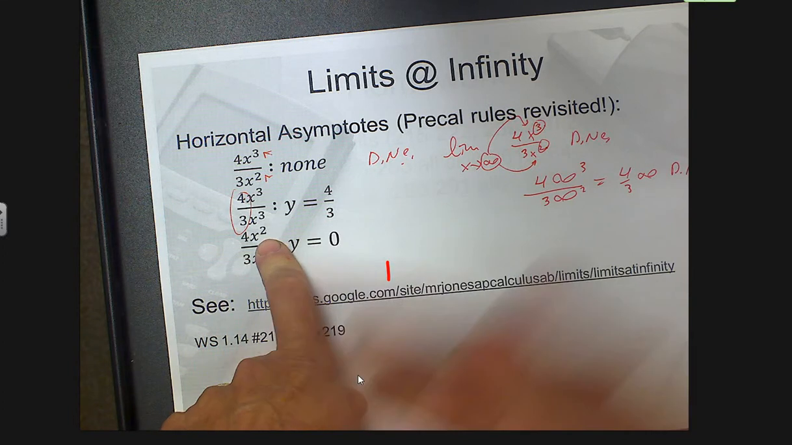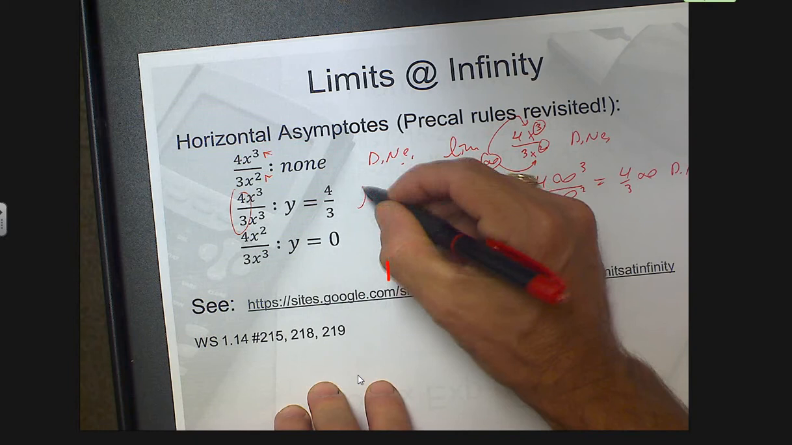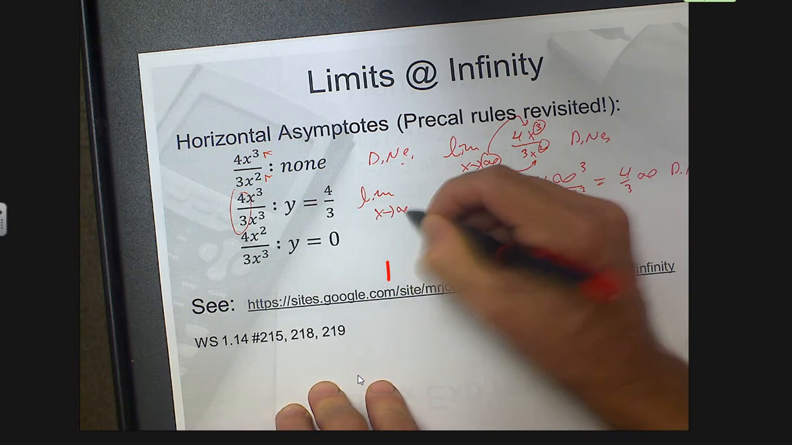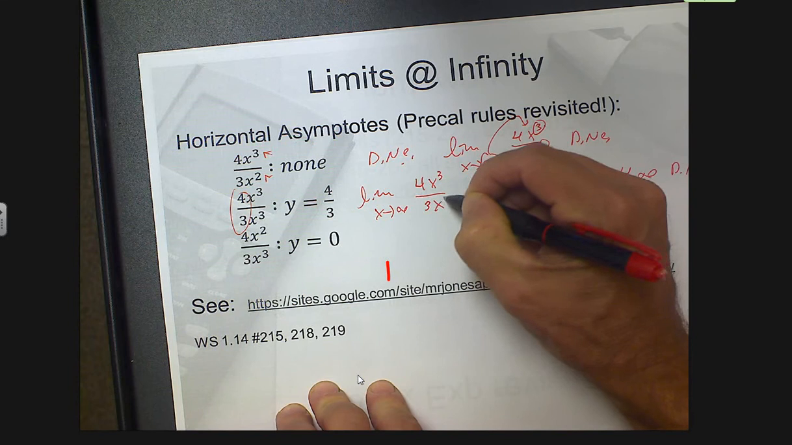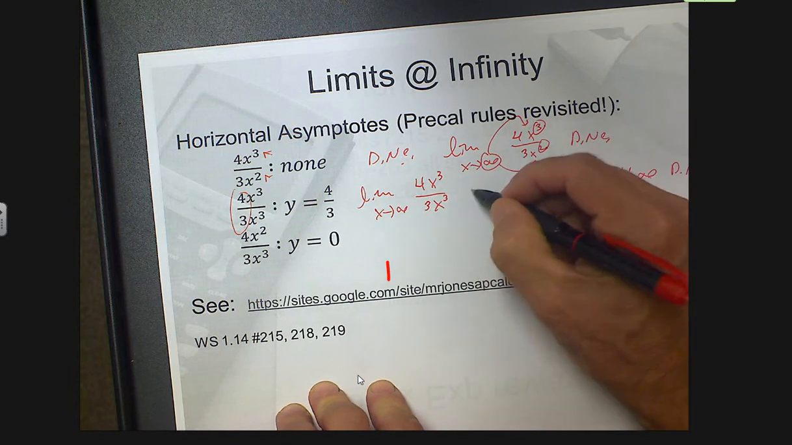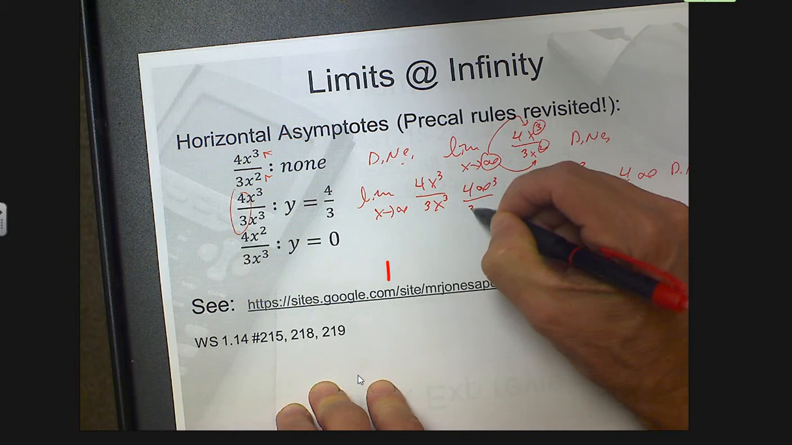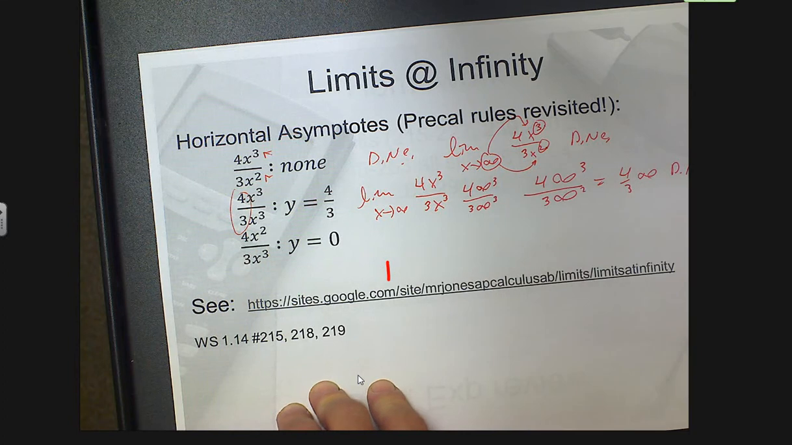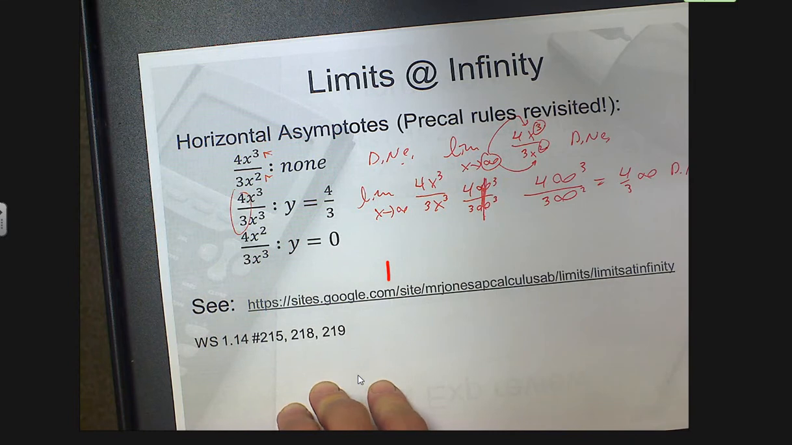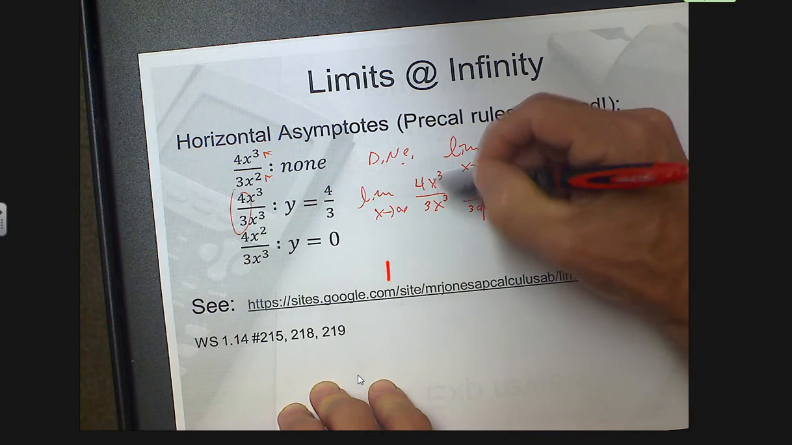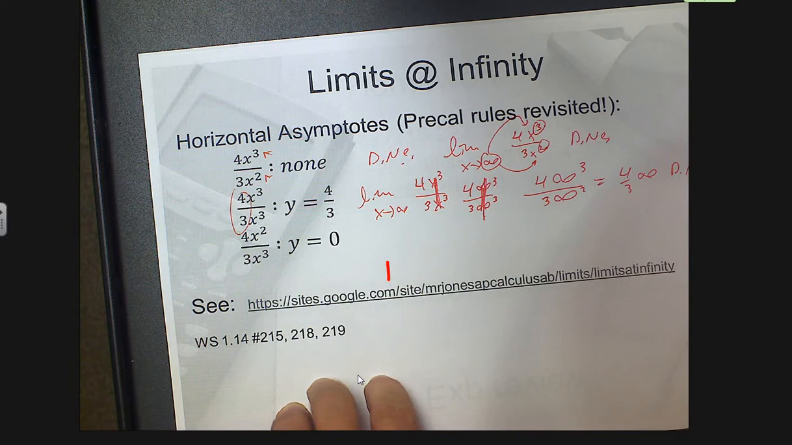Here's why. The limit as x approaches infinity of 4x cubed over 3x cubed is really 4 infinity cubed over 3 infinity cubed. Anything divided by itself is 1. And you could have done that math right here and been done with it. I'm showing you the infinities because the same algebra you've been doing for years works with infinities. Okay? They're just a concept. They divide out the same way.